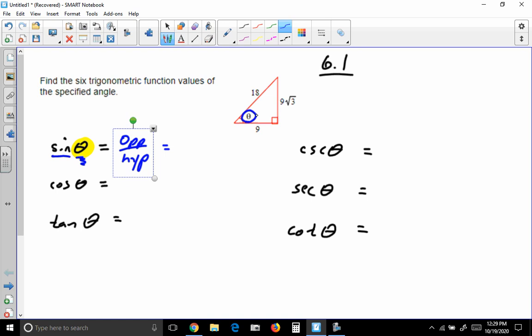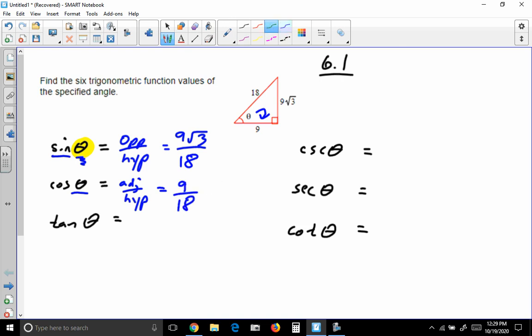So if the input is theta, the opposite side is 9 square roots of 3. The hypotenuse is 18. So it's the opposite side from the input divided by the hypotenuse. Cosine is adjacent over hypotenuse. Adjacent to what? Adjacent to our input. So the side that's adjacent to theta is 9, and the hypotenuse is 18. Both of these reduce. The first one, 9 goes into 9 and goes into 18, giving us square root of 3 over 2. The second one reduces to 1/2.